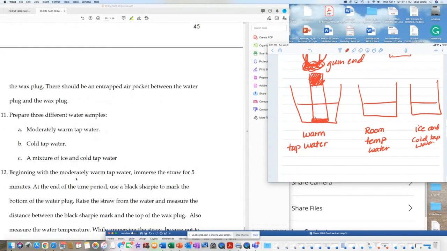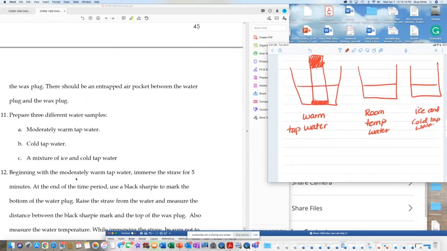Okay. So sometimes some people add the salt to the ice or whatever. If you're wondering why we have the salt, sometimes it's added here. The salt and the ice and the cold water. But the idea is cold, room temperature, and warm.